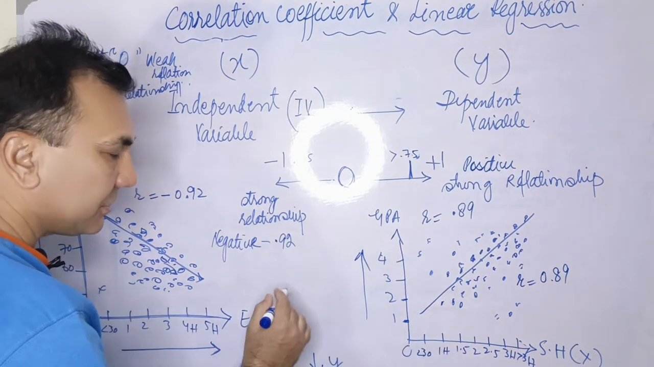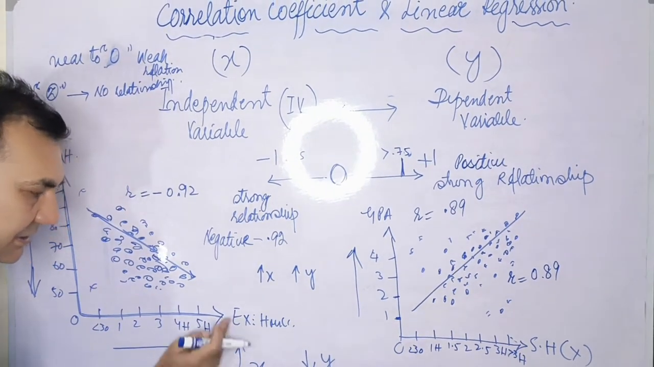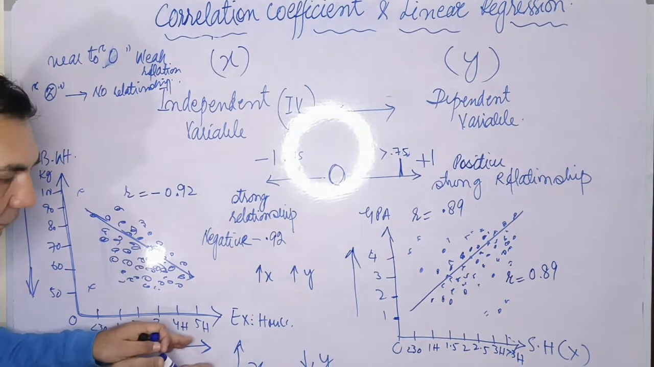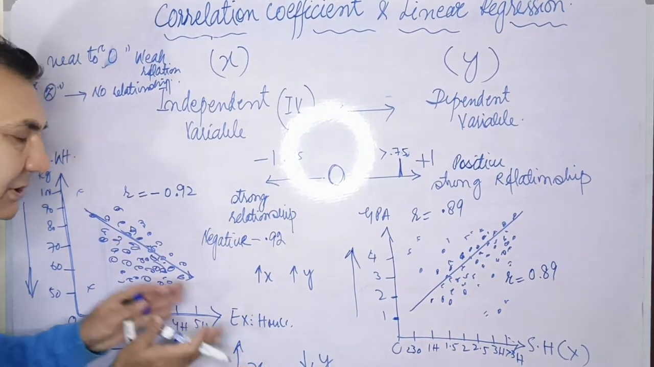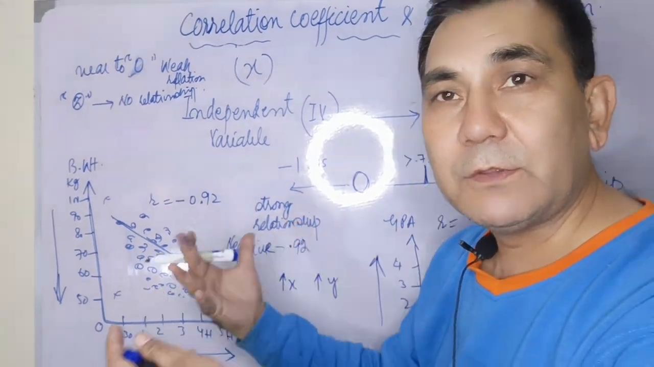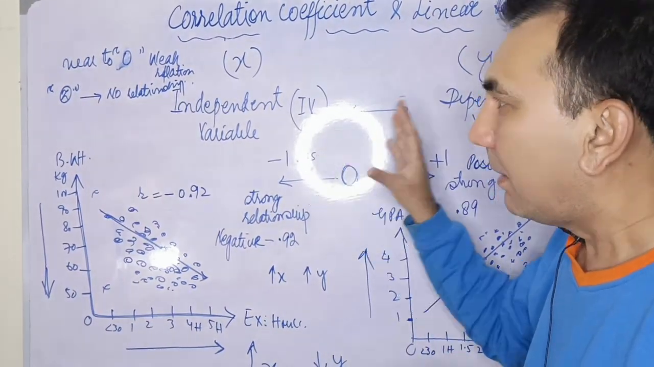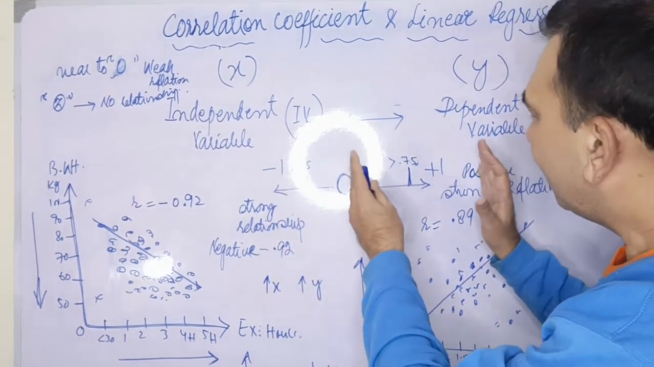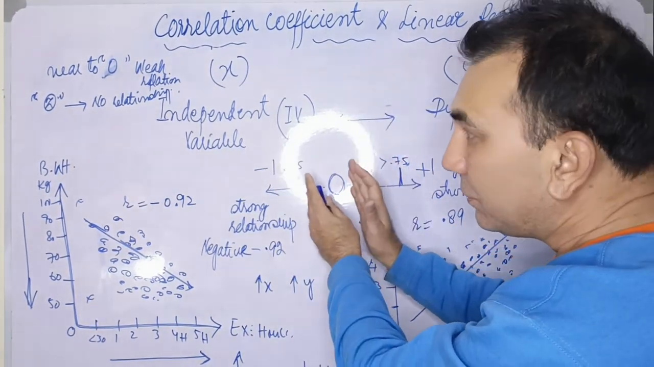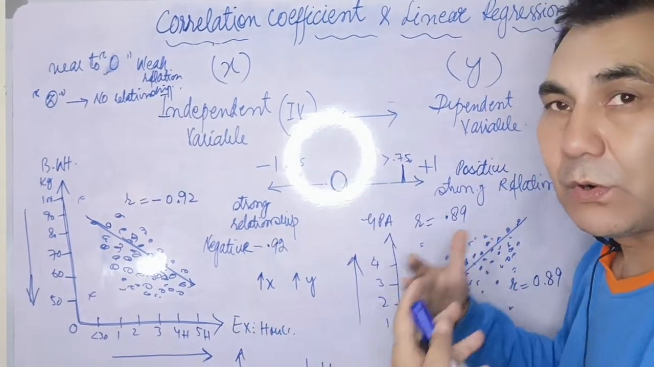In the positive relationship, if we increase x, definitely y increases. But here the x axis is increasing while the y values are decreasing. It means the more hours of exercise you add on a daily basis, the more drastically the body weight of individuals in the population will decrease. Now I think your concept is clear about the strong relationship, the positive relationship, the negative relationship, and near to zero being a weak relationship. If r comes up at zero, it means no relationship.